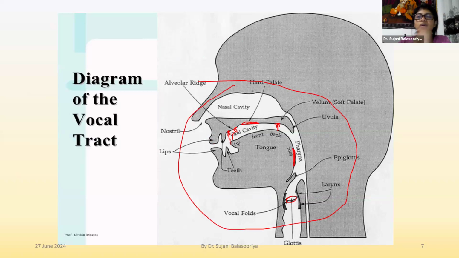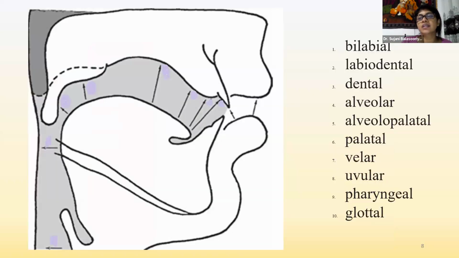So inside the vocal tract, particularly inside the oral cavity, you have different places of articulation of the consonant sounds, right? According to the particular place of articulation, you have the name. You have the type of the consonant, whether it's a bilabial, labiodental, alveolar, etc. So we have identified 10 different articulators, 10 different places of articulation like that.